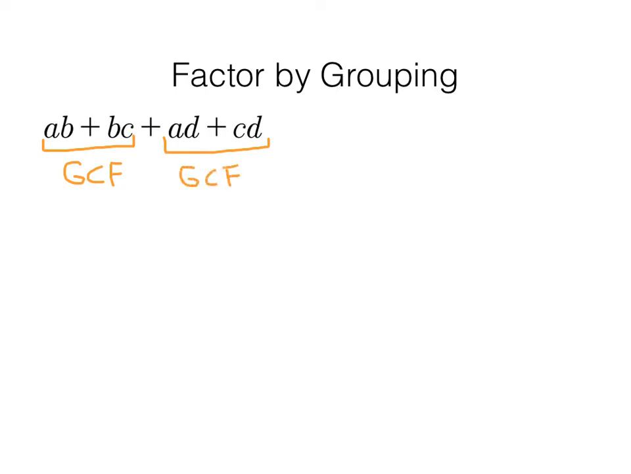So, what's the GCF of this first pair? We got AB and BC. Well, they have a B in common. Look at this one, AD, CD. They have a D in common. The next thing you do with your GCF is you're going to factor it out of each pair of terms. So for the first one, you're going to factor out the B, and it leaves A plus C.